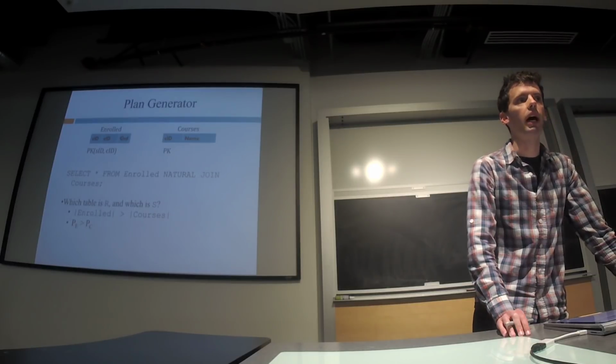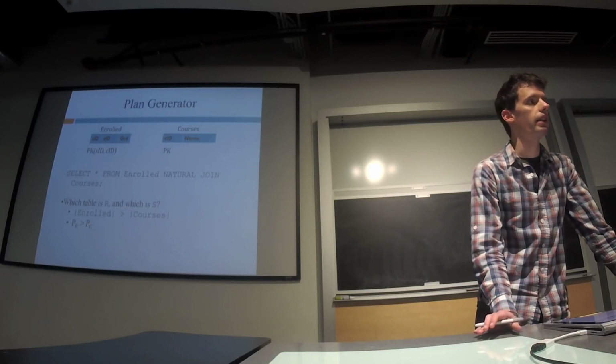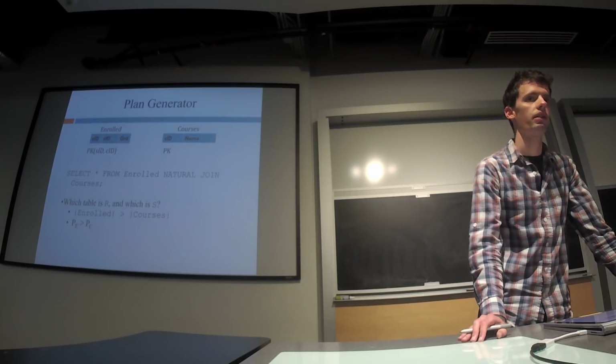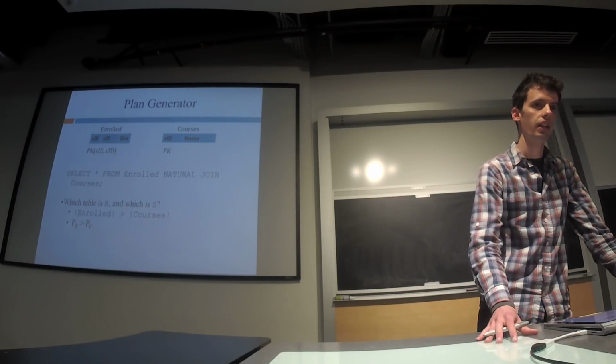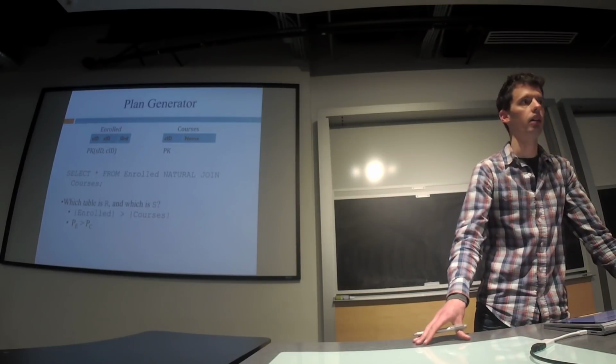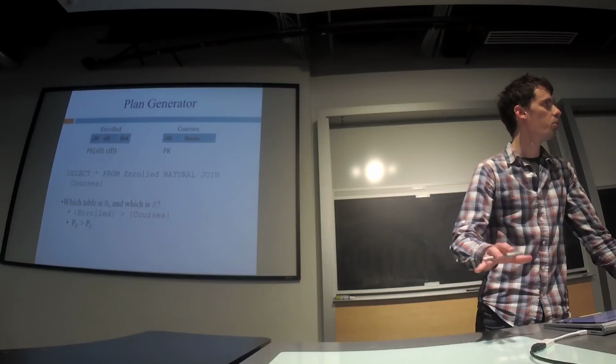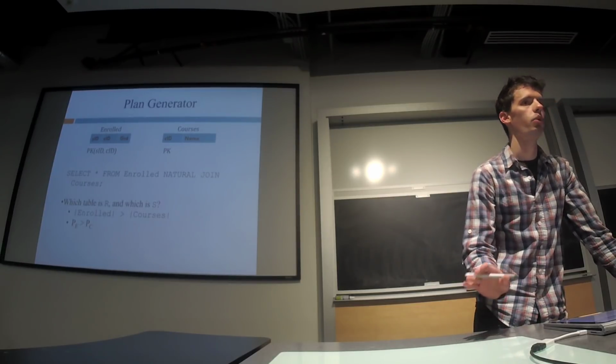So the same rules apply. If there's no index that helps, then it will put the smaller one on the inside. If there's one index that helps, it'll put that one on the inside. If there are two indexes that will help, it puts the bigger one on the inside. So what do we have here?